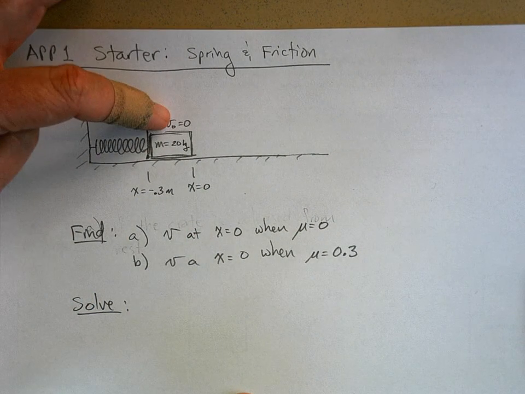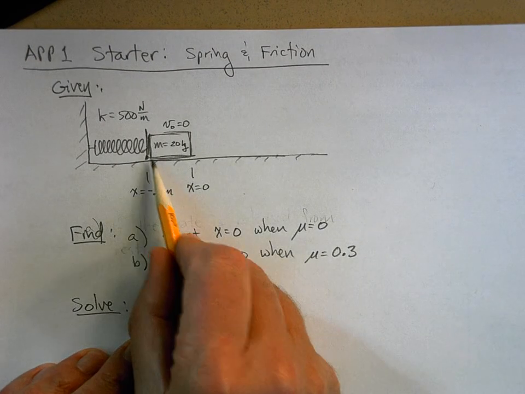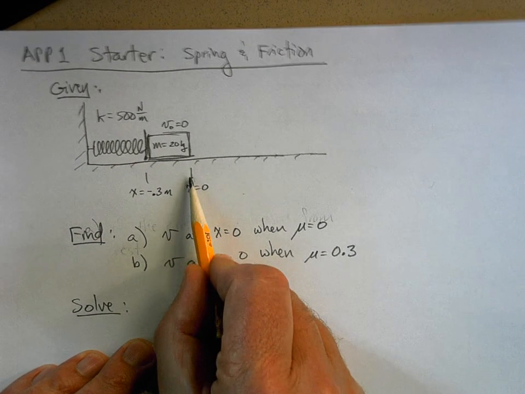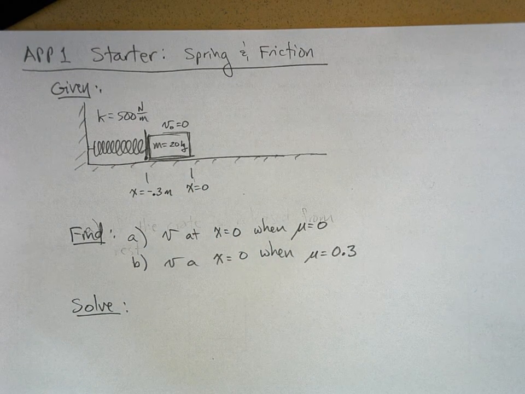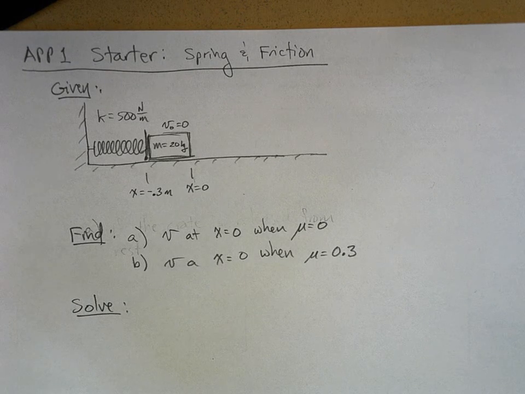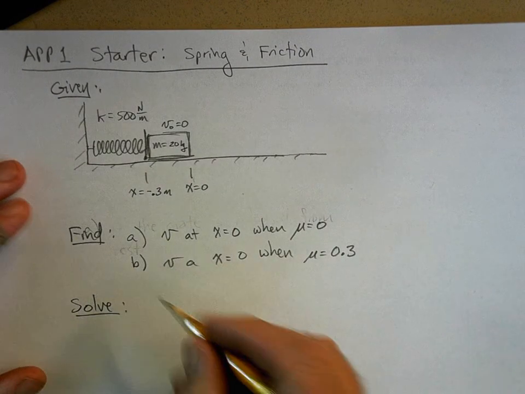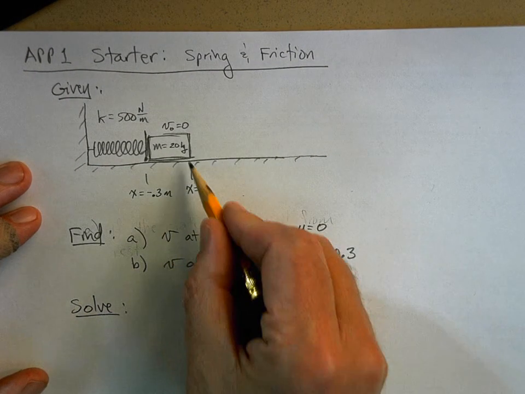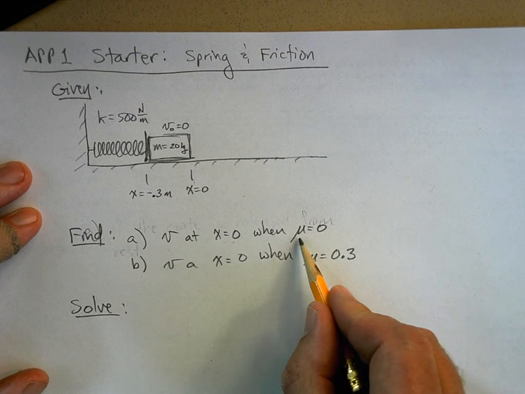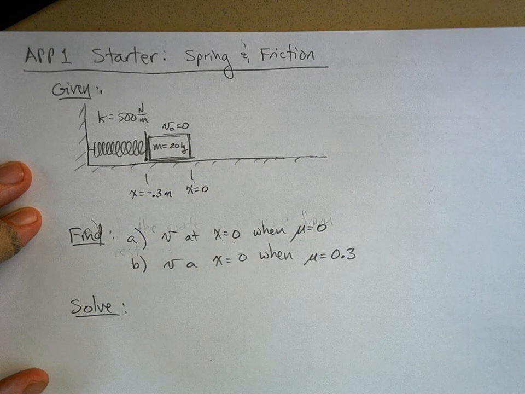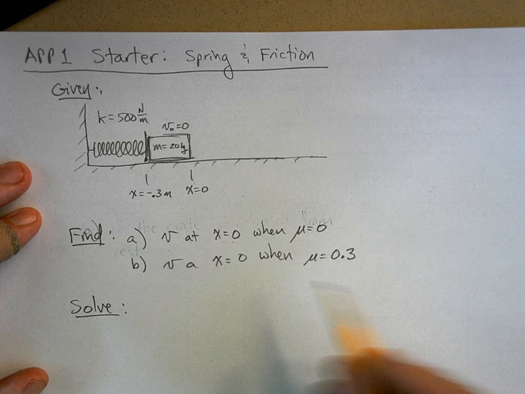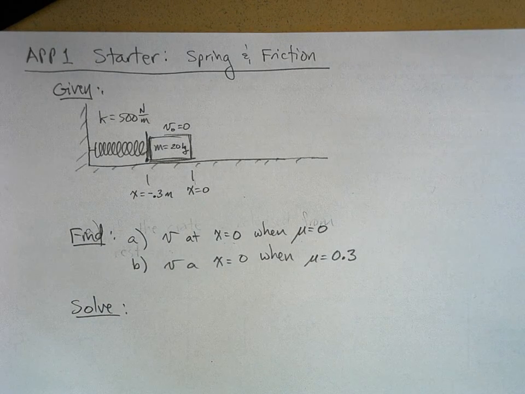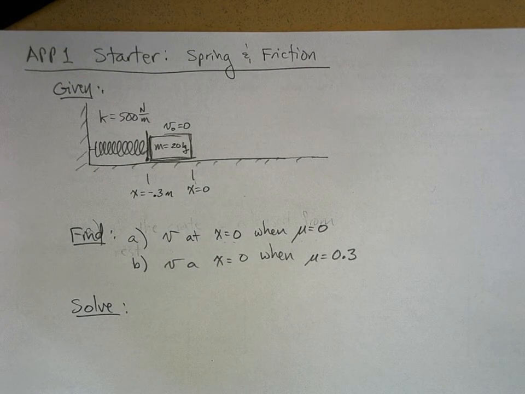Now it's going to start from rest, but we want to know when the back end of this crate gets to x equals 0, how fast is it going? In part A, we want to know how fast it's going when x equals 0, when mu equals 0, that is, there's no friction, a frictionless surface. But for part B, it gets complicated because now we've got friction of, let's say, 0.3. So how are we going to do that?